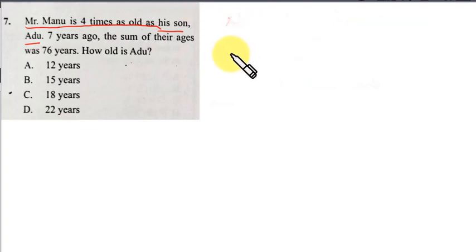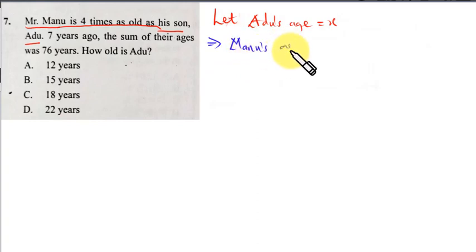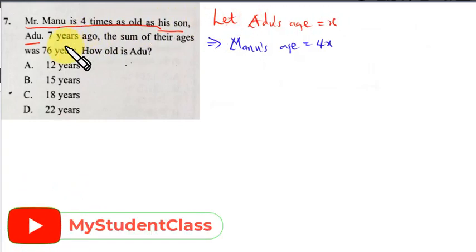So we begin with the independent variable first. We don't know Adu's age, so let Adu's age be equal to x. So Adu's age is x years now. This implies that Mr. Manu's age, what do you think it will be? It is 4x, because we are told that Mr. Manu's age is 4 times that of his son. So that is the first statement, and we are done with this. Let's get on with the second one.